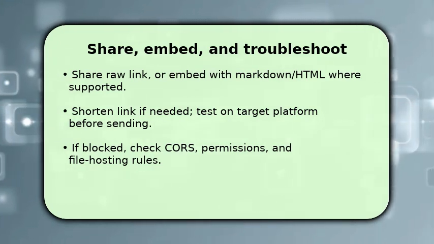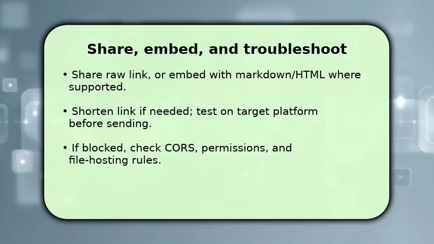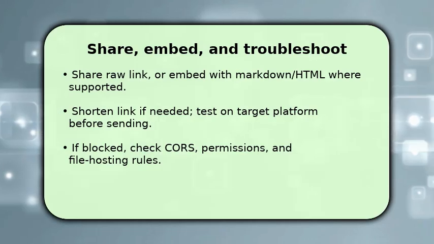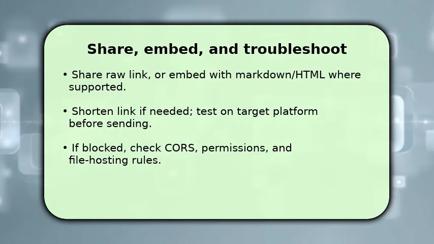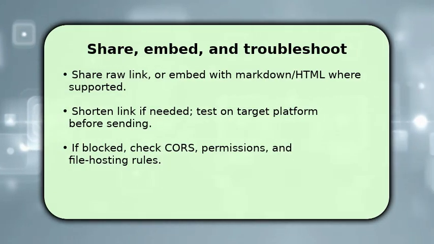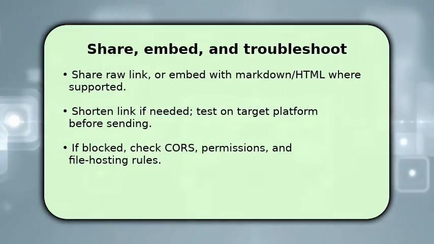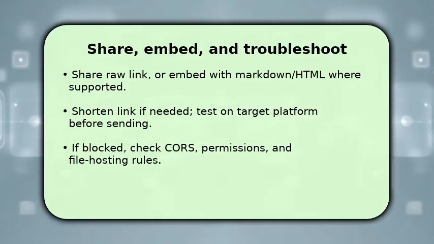You can paste the raw URL, use Markdown or HTML image tags when embedding, or shorten the link for neatness. Always test the final post or message to confirm inline display. If the image fails to show, make sure permissions allow public access, check CORS or hotlink restrictions, and confirm the URL points directly to the file. If problems persist, re-upload to a different host and try again.